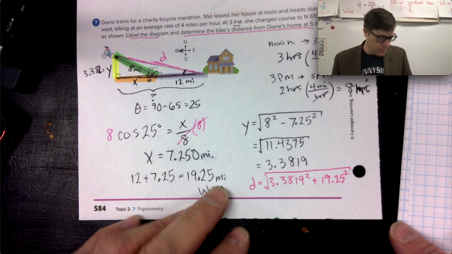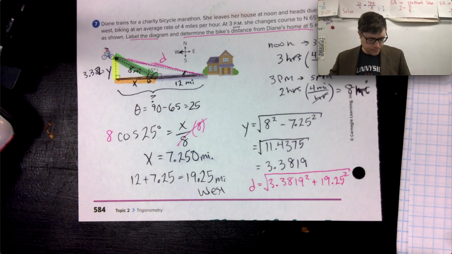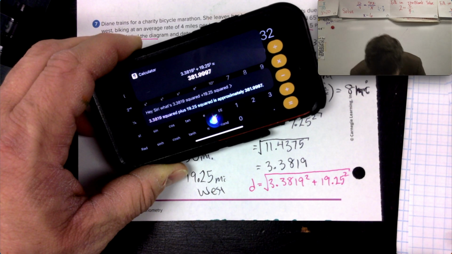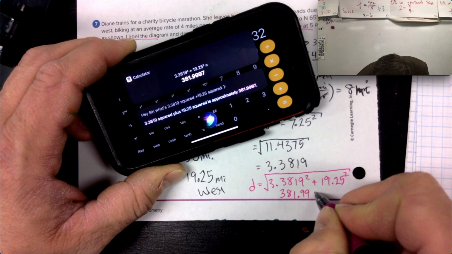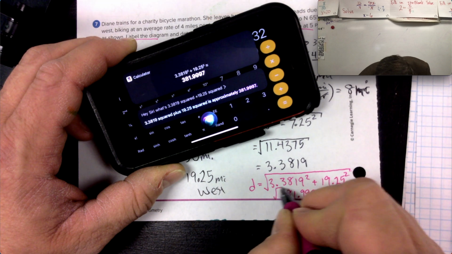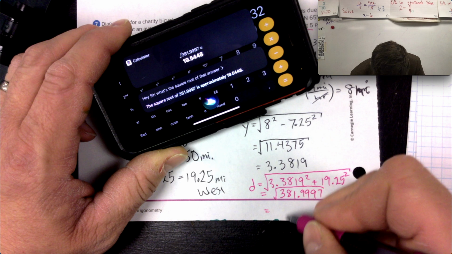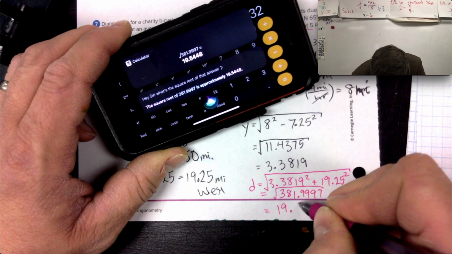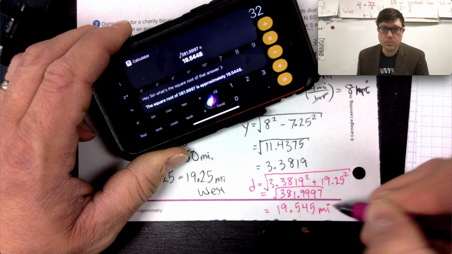Hey Siri, what's 3.3819 squared plus 19.25 squared? 3.3819 squared plus 19.25 squared is approximately 381.9997. Hey Siri, what's the square root of that answer? The square root of 381.9997 is approximately 19.5448. Answer.